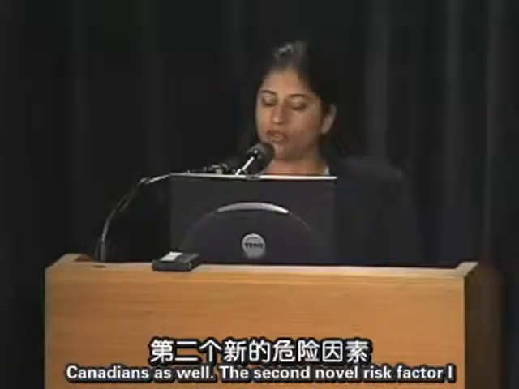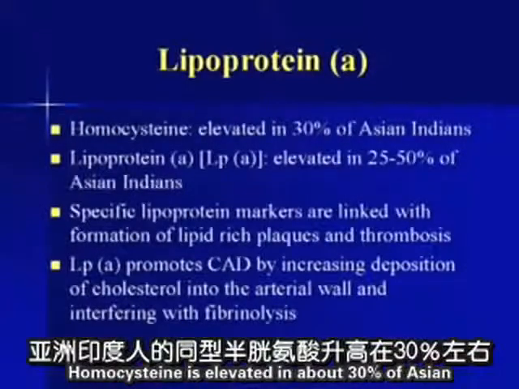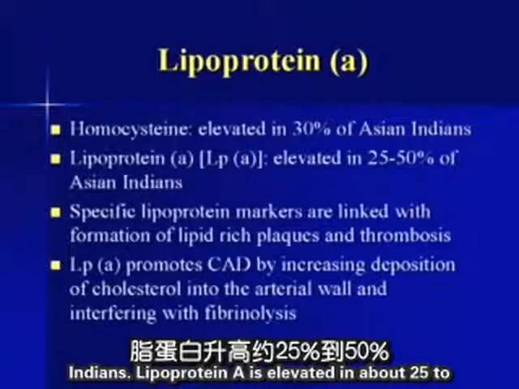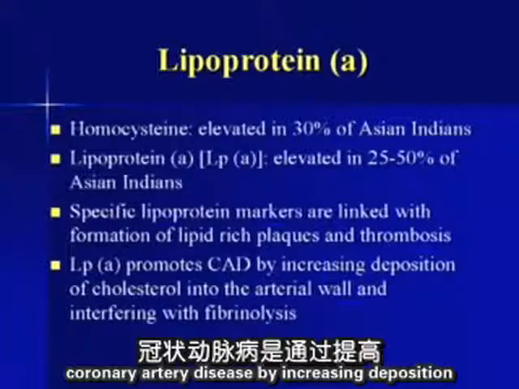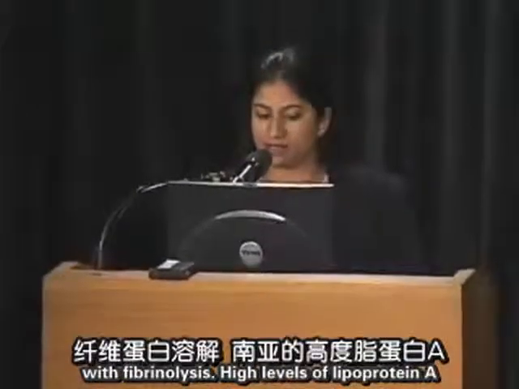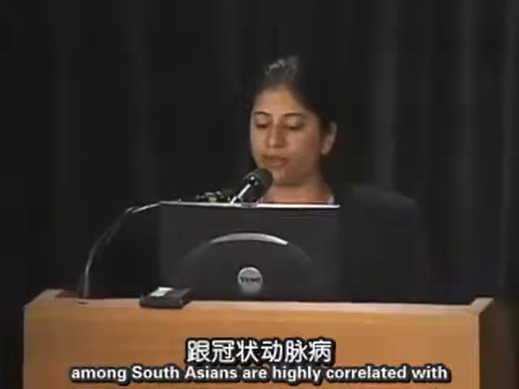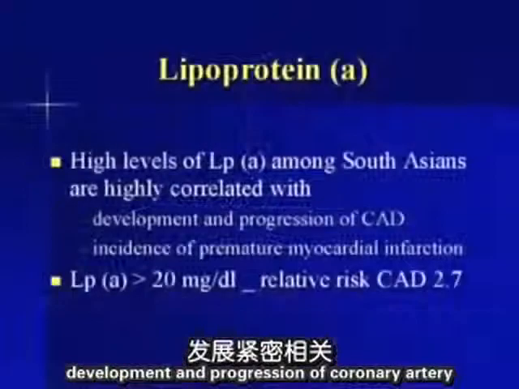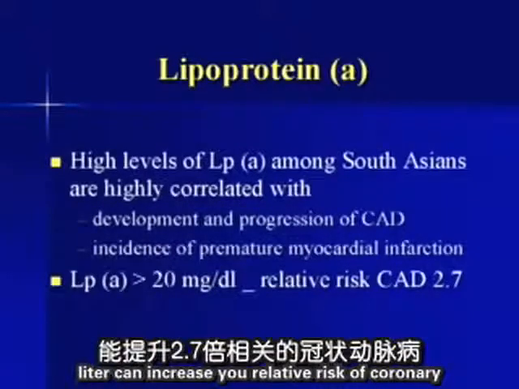The second novel risk factor which I would like to address is lipoprotein A. Homocysteine was elevated in about 30% of Asian Indians. Lipoprotein A is elevated in about 25 to 50% of Asian Indians. Lipoprotein A promotes coronary artery disease by increasing deposition of cholesterol in the arterial wall and interfering with fibrinolysis. High levels of lipoprotein A among South Asians are highly correlated with development and progression of coronary artery disease and incidence of premature heart attacks. Lipoprotein A levels over 20 milligrams per deciliter can increase your relative risk of heart disease by 2.7.